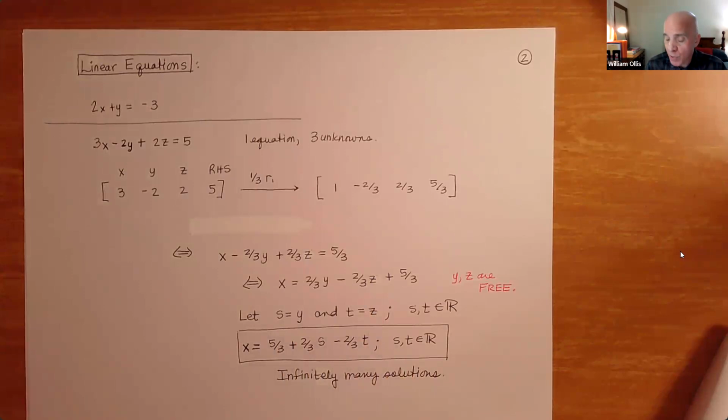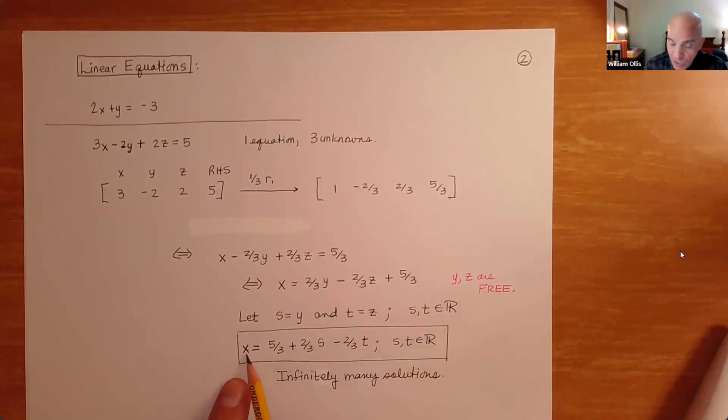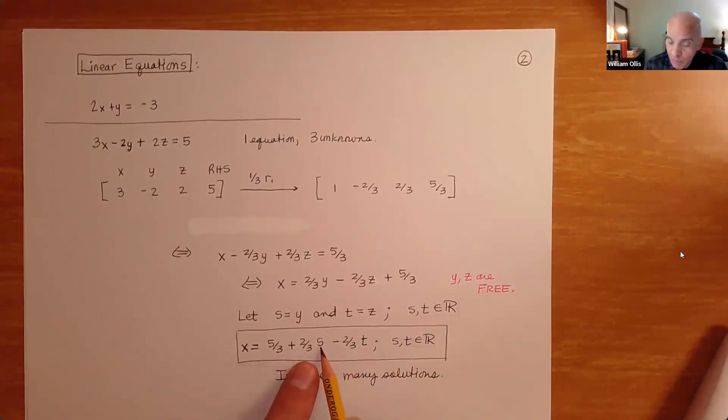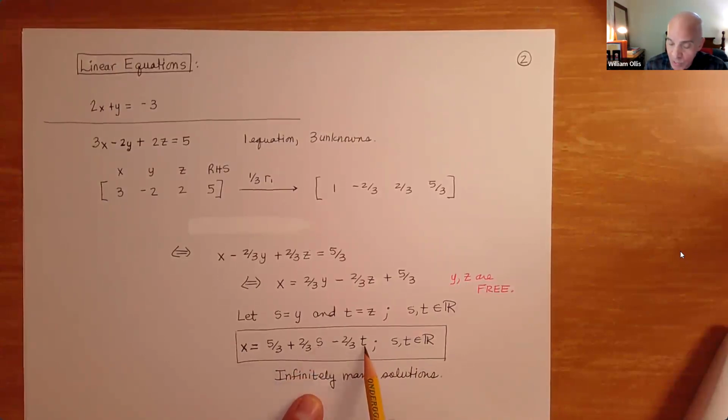If it's free, it's free. So what we would say here is that S and T are just real numbers. They're free because Y and Z are free. So now you can see that X can be determined if you determine a value for Y and Z, or a value for S and T. So for instance, if S was 0 and T was 0, Y equals 5/3.